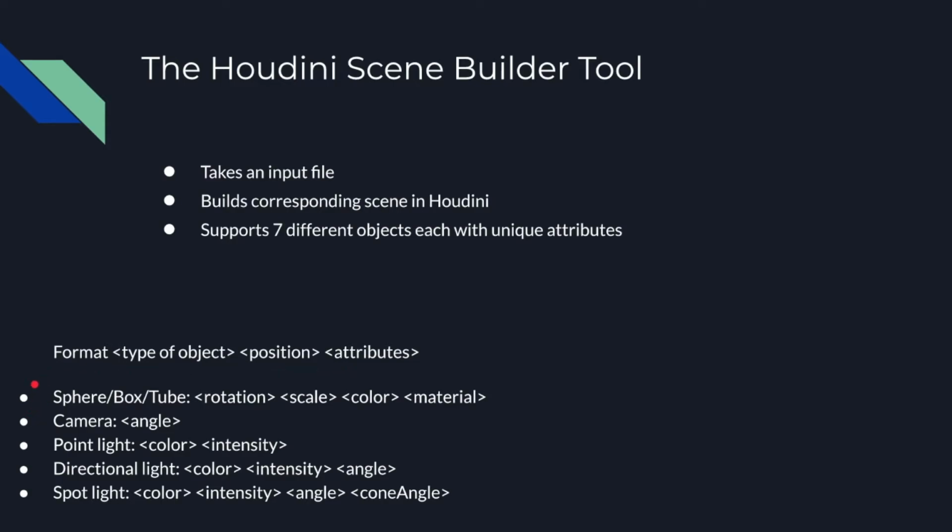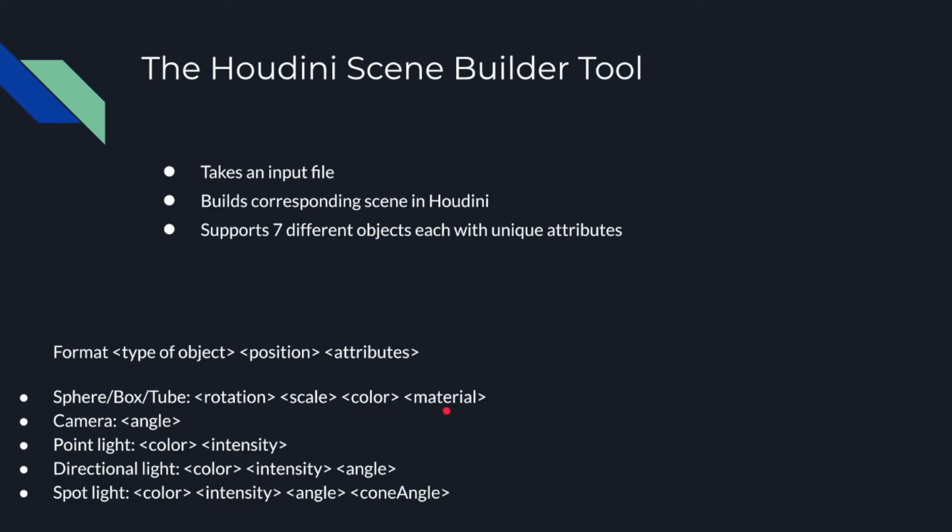So here is the format for each object's attributes, starting with three geometry objects: the sphere, the box, and the tube. They all share the same attributes. They have XYZ values for rotation, scale, and of course position. I think these are self-explanatory. Now it also has a color attribute, which is just the RGB values for the color of the object. If you want an object with no color, you can put a negative value for any of the RGB values. And last, we have the material of the object.